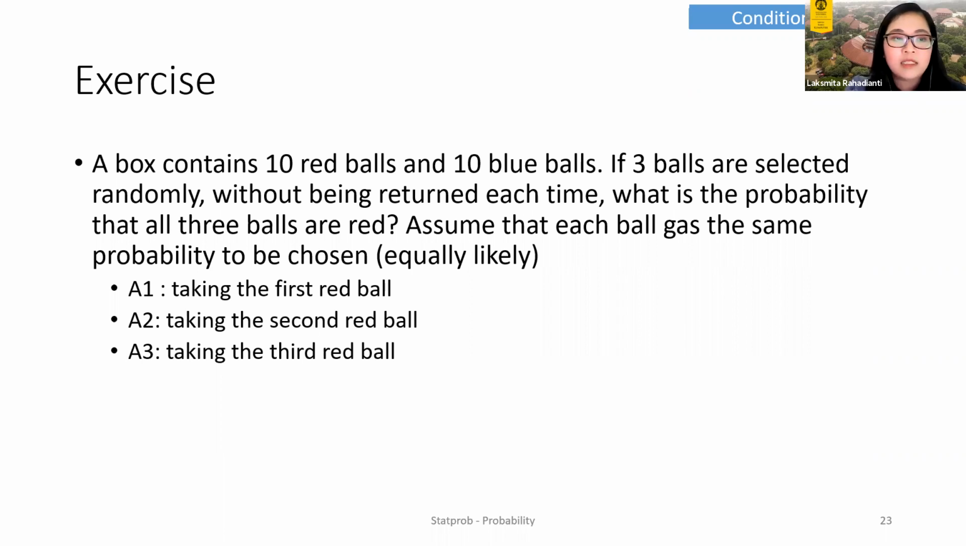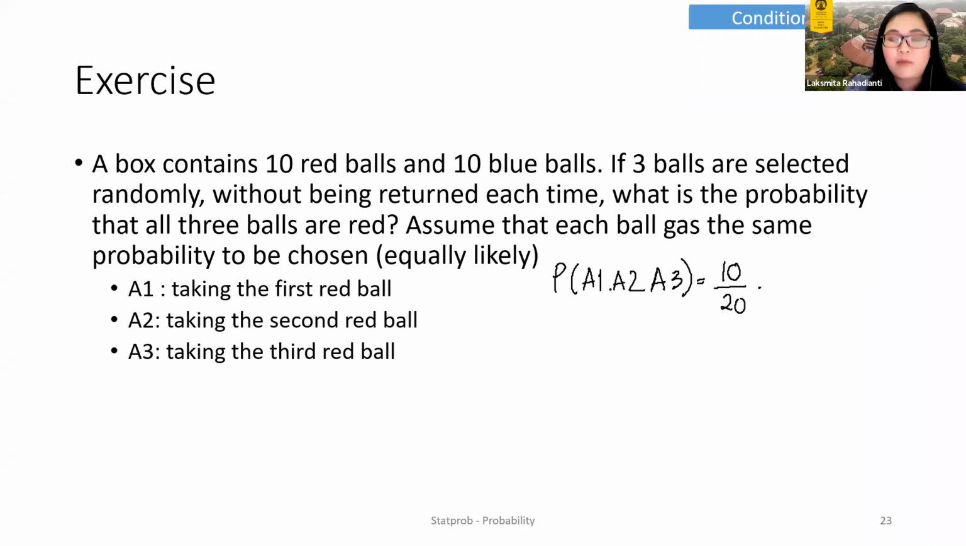What is the probability of first taking the first red ball, taking the second red ball, and the third red ball? So first, the probability of the first red ball, the probability of the second red ball, and the probability of the third red ball. The first time, we know that the probability is 10 over 20. We have 10 and 10.